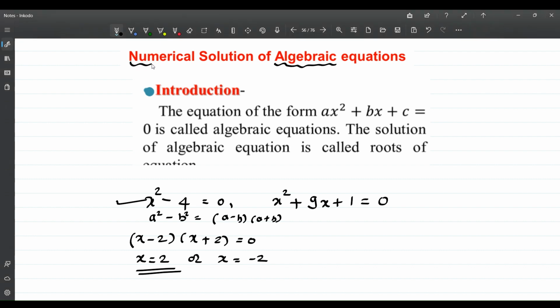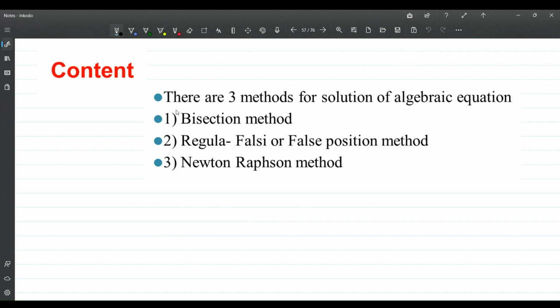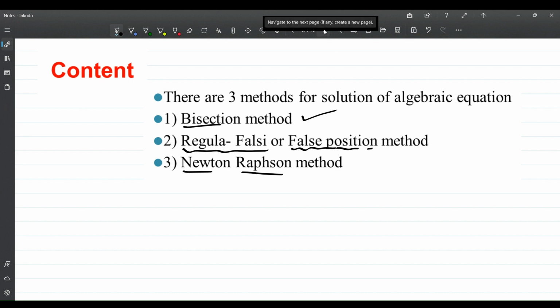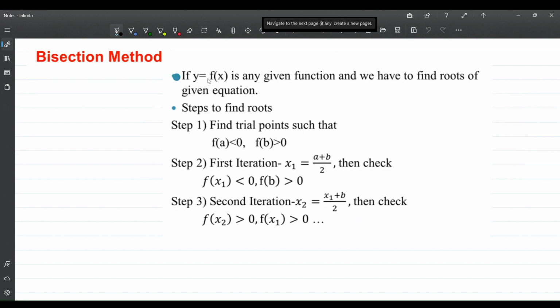So in this chapter we are going to see numerical methods. What are the contents of this chapter? There are three numerical methods for the solution of algebraic equations. First one is bisection, second one is regula falsi, or we can also say false position method, and third one is Newton Raphson method. In today's session we are going to see the first method, that is bisection method. So we'll start with the bisection method.